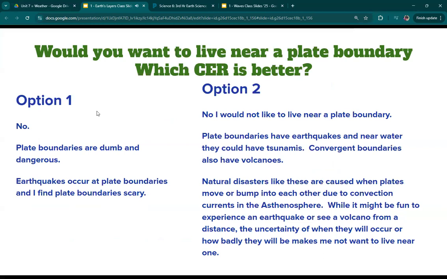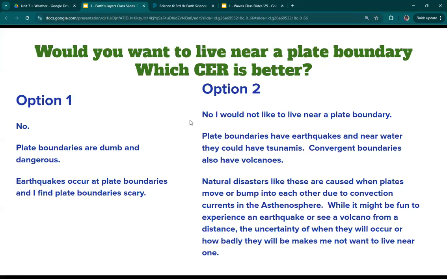All right, so option 1 and option 2, we've got two CERs here. One isn't terrible, but one is absolutely wonderful. So we're going to take a look at option 1 first, and we're going to compare them side by side. Option 1, their answer to the question, would you want to live near a plate boundary, is no. Now, they technically answered the question, but there's no context there. I don't know exactly what they're saying no to. So option 2 says, no, I would not like to live near a plate boundary. That is a great claim. It's specific. It's telling the reader everything they need to know about your response.